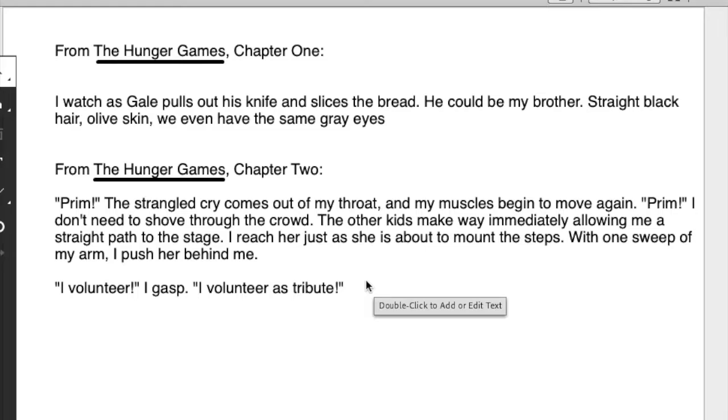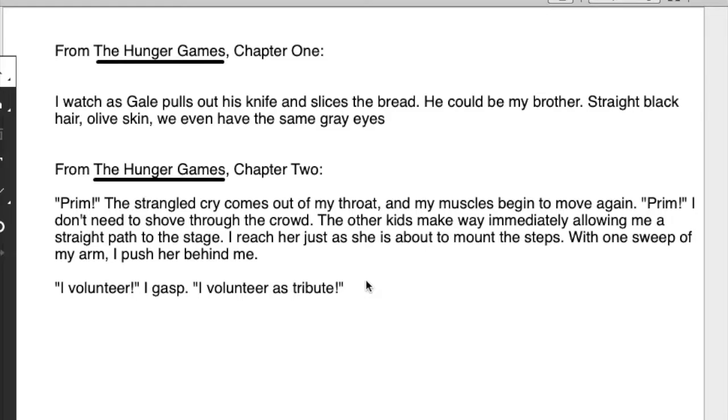The first from the Hunger Games Chapter 1 is direct characterization. I don't know if any of you guys have read this story, but this is one of my most favorite stories because the characters are so well demonstrated and I connect with them. Anyway, so the first one is Gale from Chapter 1 of the Hunger Games, and this is direct characterization.